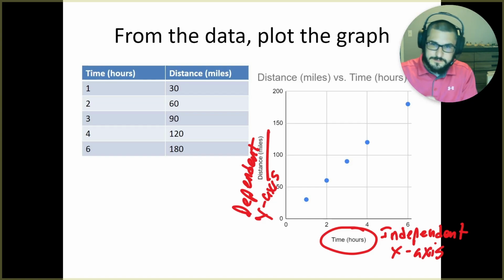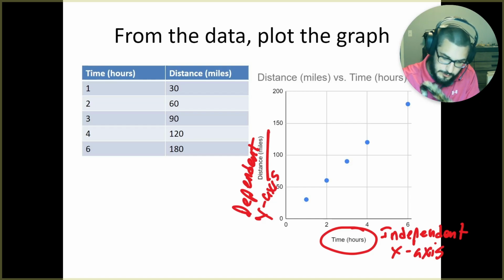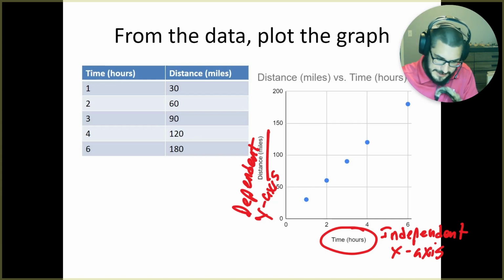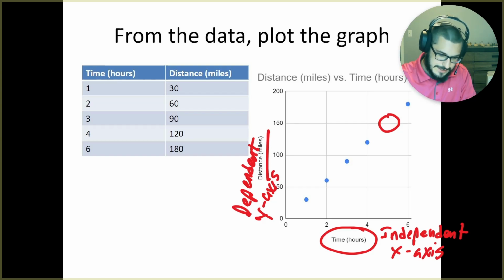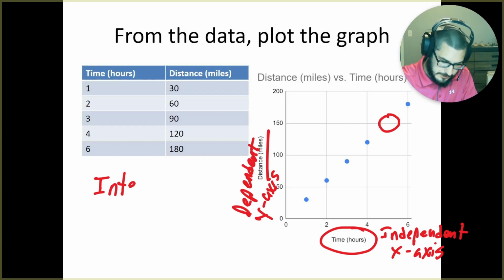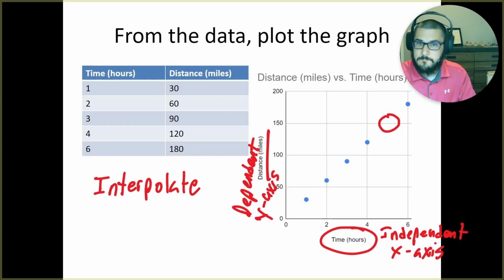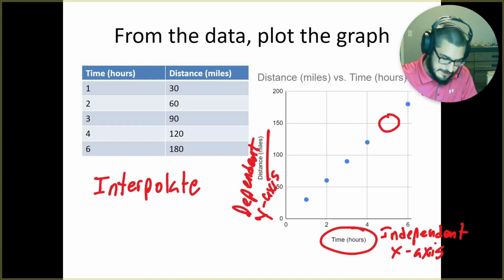Then we figured out that 5 hours was going to be 150 miles. That's where you see right here, there's a data point that's not there. If you fill in data on the inside, that's called interpolation. So you interpolate that data. When we figured out the data that was going to be next on the outside of that, that was extrapolation. So you extrapolated that.